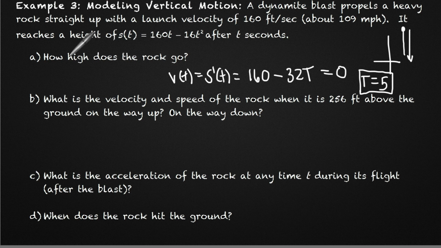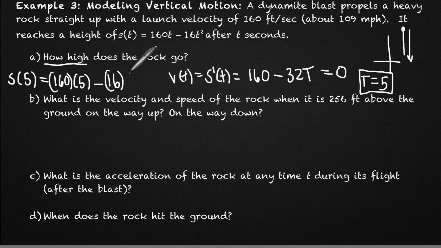Now, how do we figure out how high it goes? We need to take that 5 seconds and plug it into our position, because now we're looking for the position of the particle at a certain time. So we will say S of 5 is equal to 160 times 5 minus 16 times 25. And the answer that we will get is 400 feet.